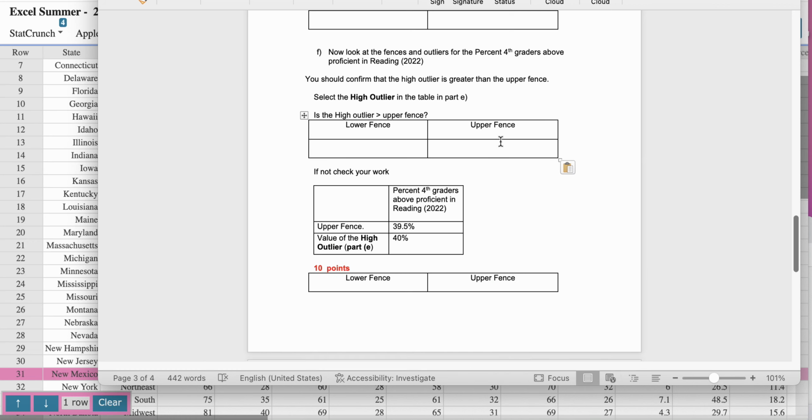So you don't have to try to replicate the table yourself. You can copy and paste the table and put it into your document, and then just type into that document.